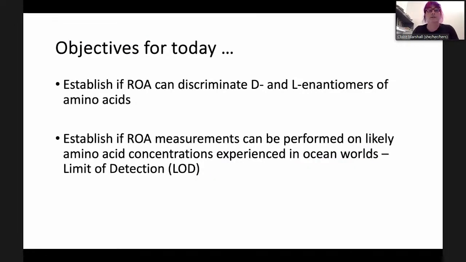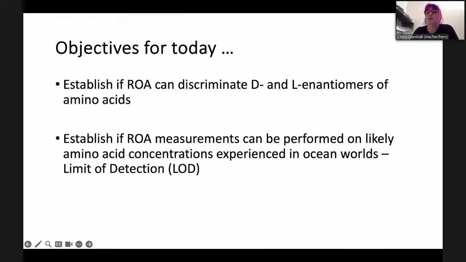Okay, so the objectives for today. I'm not going to go through all the work that we've done, but firstly, establishing if ROA can actually discriminate between D and L enantiomers of amino acids. You may be surprised by this. I was when I first started this project. There is absolutely no literature that actually shows ROA can do this. So presumably, yes, it can, and I'll show you that it can, but it's interesting that there's this gap in the literature.